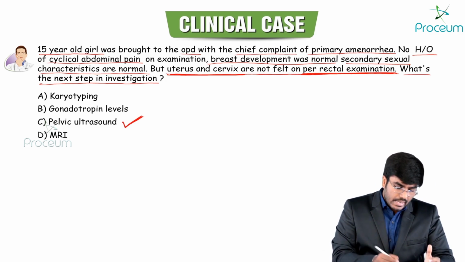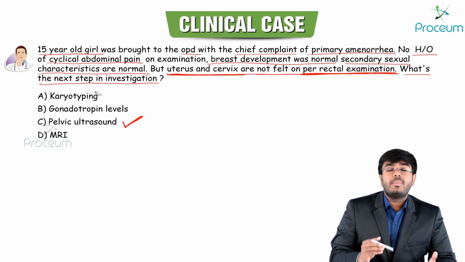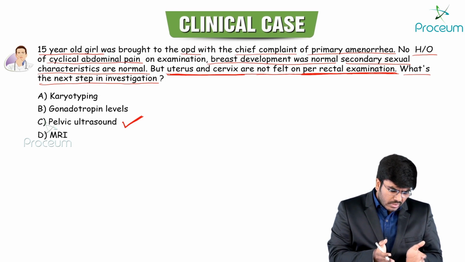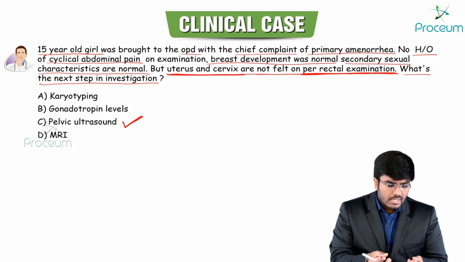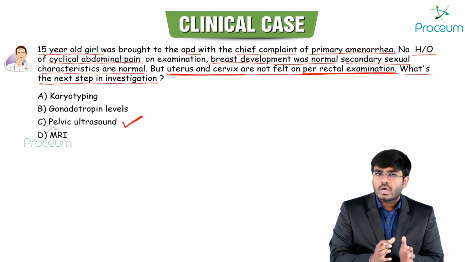Most of the guys will think, let's go for the karyotyping. No, you are not supposed to do the karyotyping. Why? Because karyotyping takes a lot of time and it's a very expensive thing. So doing ultrasound, it's a matter of hours. Within hours, you can know that this female is having internal reproductive organs or not.